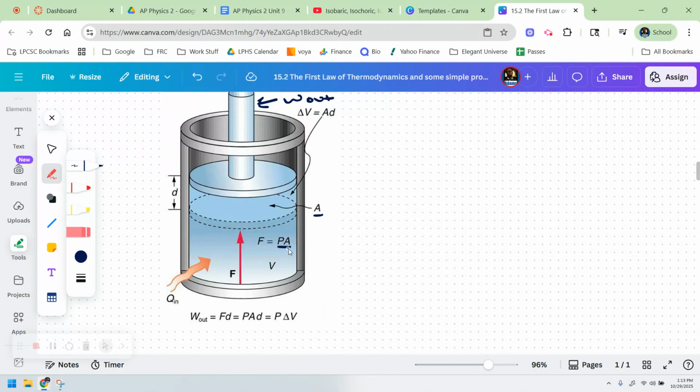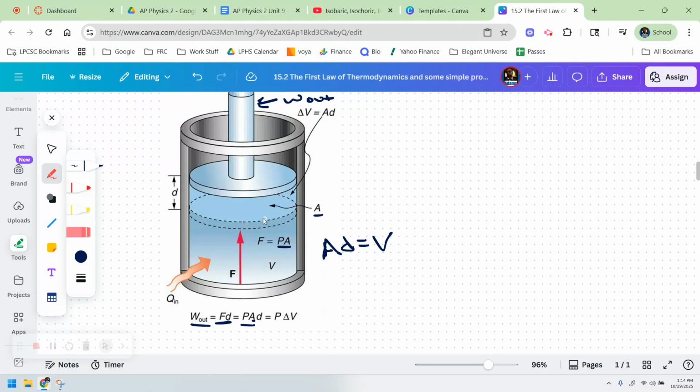So those are related. Then the work that goes out of the system is equal to the force times the displacement, over here d. Or you could think of it, because the force is equal to PA, the pressure times the cross-sectional area, times the distance, which ironically, when you have the cross-sectional area times a distance, that's the same as the volume, right?